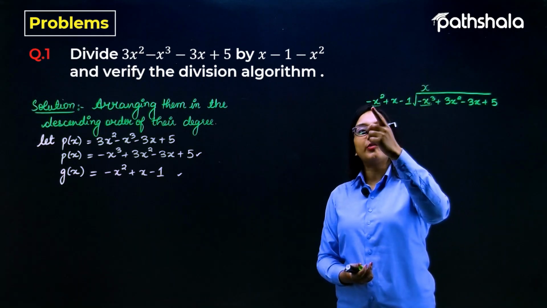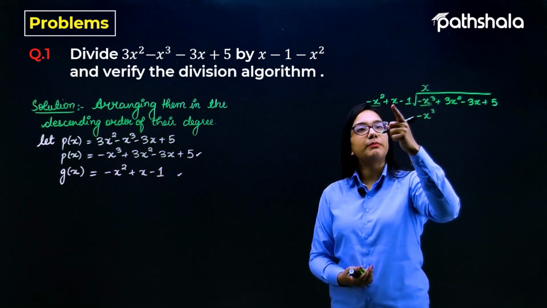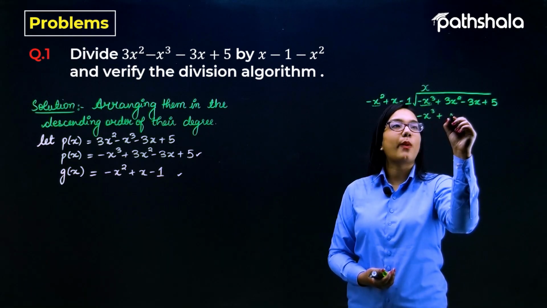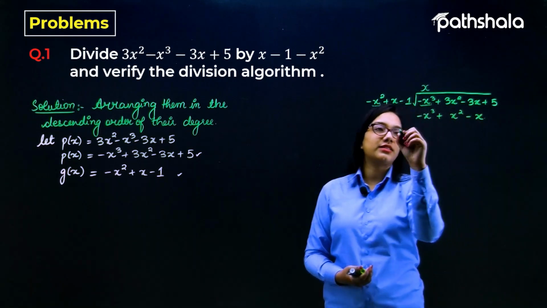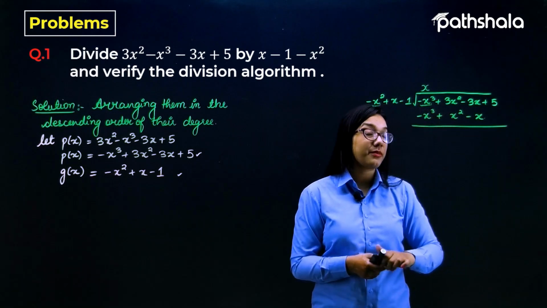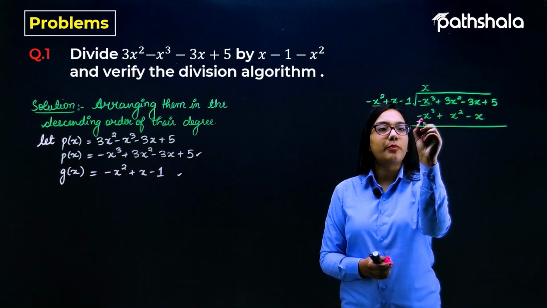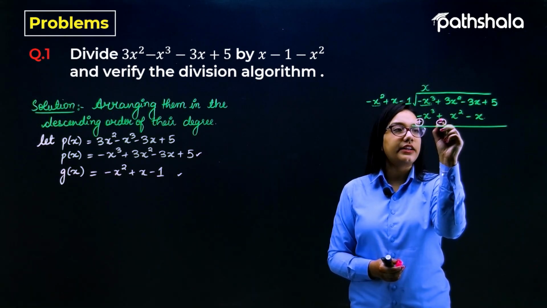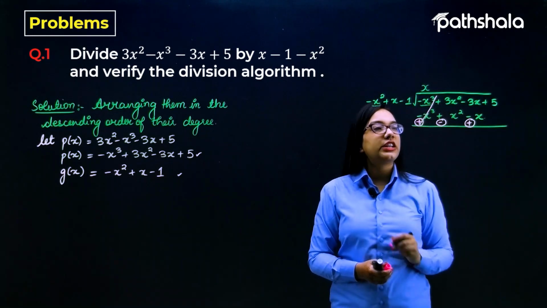So x into minus x square is nothing but minus of x cube. Then further plus x, plus of x square minus 1 into x is nothing but minus of x. Now let's change the signs of all these terms, because we are subtracting, so the new signs for minus of x cube is positive. Again it is negative, again it is positive. Now these terms get cancelled with each other.